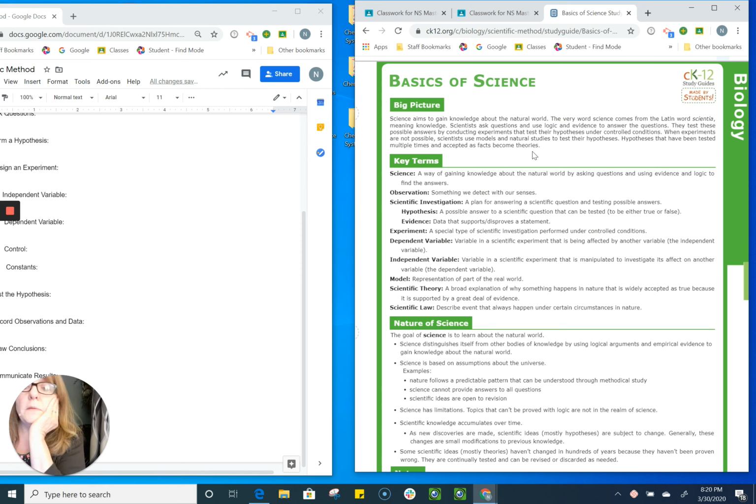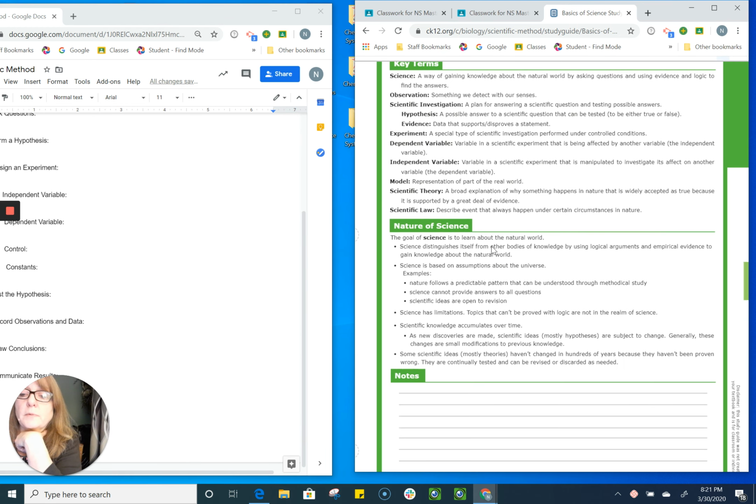So right here, it talks about the big picture. Science aims to gain knowledge about the natural world. The very word science comes from the Latin word scientia, meaning knowledge. Scientists ask questions and use logic and evidence to answer the questions. They test these possible answers by conducting experiments that test for hypotheses under controlled conditions. When experiments are not possible, scientists use models and natural studies to test their hypothesis. Hypotheses that have been tested multiple times and accepted as facts become theories. So here's some of the terminology.